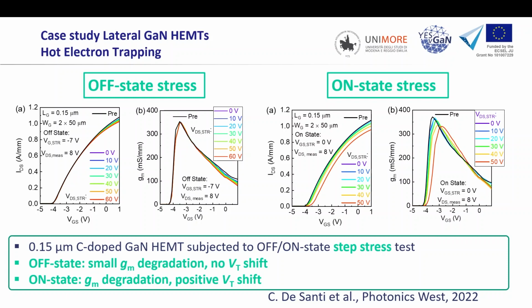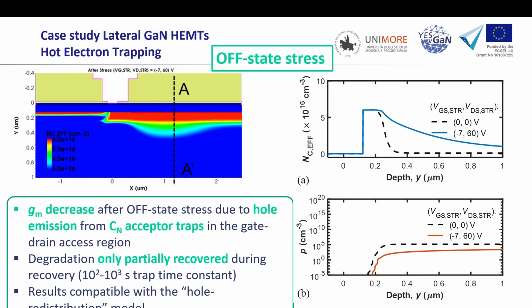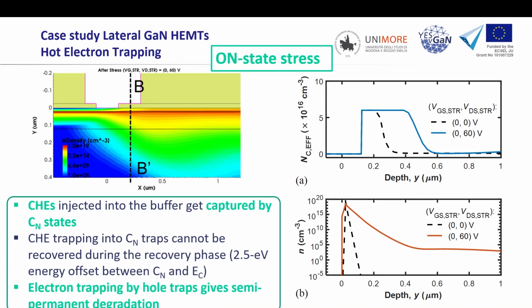Because you have a negative threshold voltage, at 0 you will be turned on. So with 0 volts on the gate and increasingly high voltage on the drain, you can see here a much higher degradation of both threshold and GM compared to the off-state stress. And this is an indication generally that what is happening is that you have hot electrons that are coming into the picture.